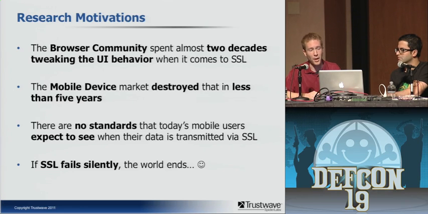However, the mobile device market, in essence, destroyed that in less than 5 years. It went from at least something to see to you need to trust that something good is happening. When you open up your mobile app to connect to Google+ or Facebook or whatever your social network is, you just assume that it's using SSL. You have no way to tell. So that's obviously something of a problem. And you can't expect to see. So if SSL fails silently on that front, well, the world probably doesn't end, but maybe your personal world does.